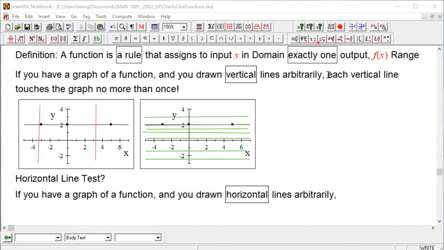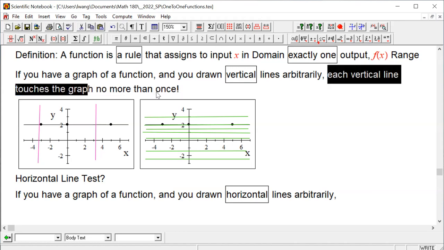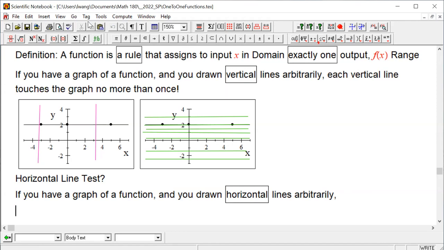Okay. Each, instead of vertical line, we change it. Each horizontal line. Okay, it's a basic copy and paste. I'm just going to do copy and paste. Each horizontal line touches the graph no more than once.